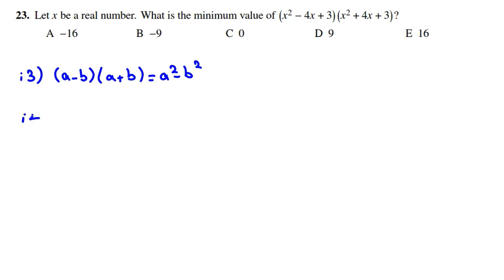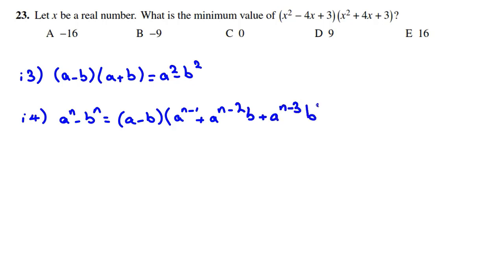We also have another identity, a to the n minus b to the n, in general form. It is a minus b times something. Try to find the second term on your own first, pause the video. It is a to the n minus 1, plus a to the n minus 2 b, a to the n minus 3 b squared, up to b to the n minus 1, that we need here for n.